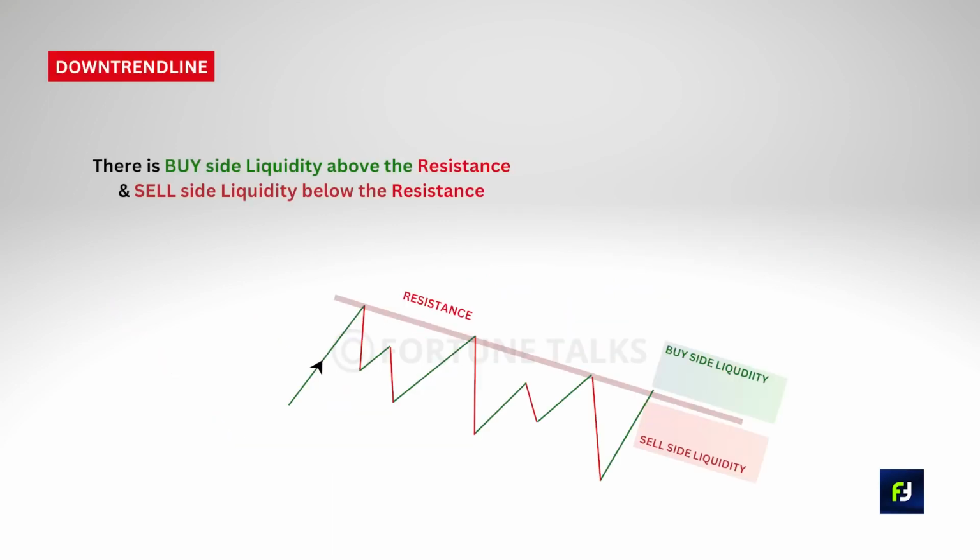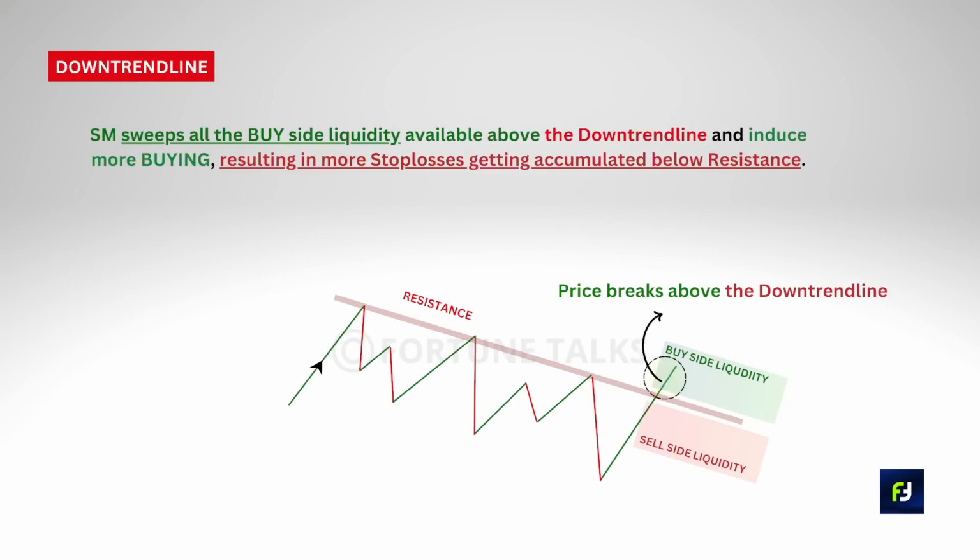A similar scenario persists when it comes to downtrend lines also. There will be buy side liquidity above the resistance trend line and sell side liquidity below it. The smart money will create a false breakout above the trend line, sweeping all the buy side liquidity in order to execute their sell positions at the best possible valuation.